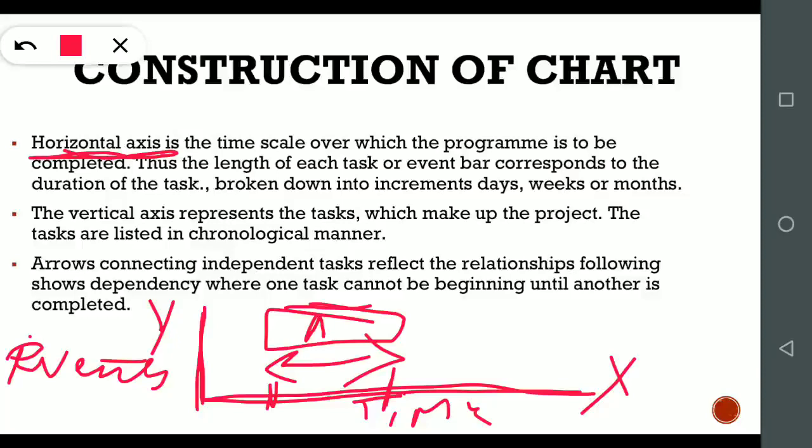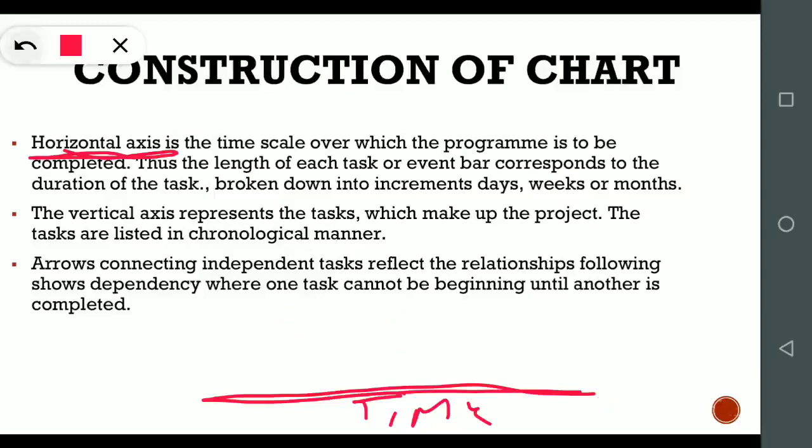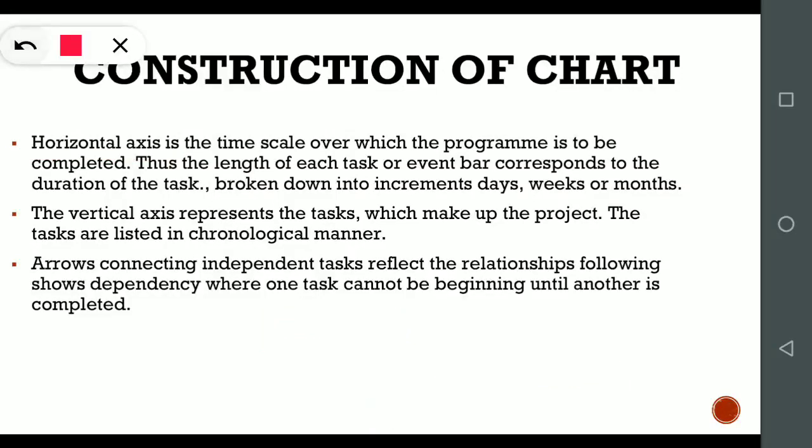I have already told you we have a certain goal to be achieved. To achieve that goal, we will subdivide the task. Now we have to arrange those tasks in a chronological manner. Task A, task B, task C have to be allocated with names in chronological order. That will be shown in the vertical axis of the bar chart.